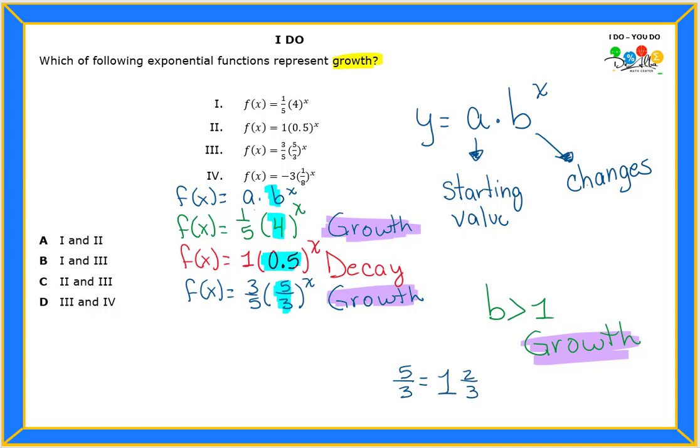Let's do the last one. And my last one will be f of x equals -3 parentheses 1/8 to the x power. So let's look at my b value, and that is 1/8. Is 1/8 greater than 1? No, right? It's less than. Very good. Therefore, that's going to be a decay. So I only have 2 of them, right? Which is number 1. This is number 2. This is number 3. And this is number 4. So my answer will be number 1 and number 3. Okay, and that will be letter B. Very good. That's my answer, guys.